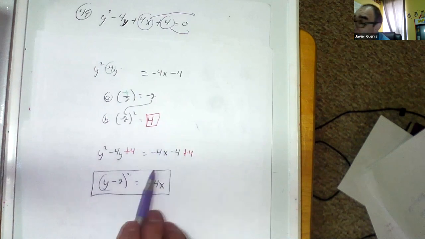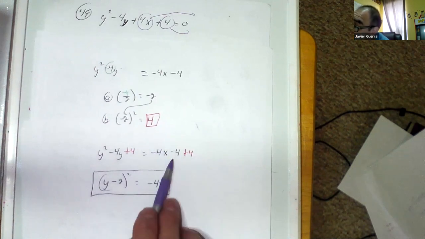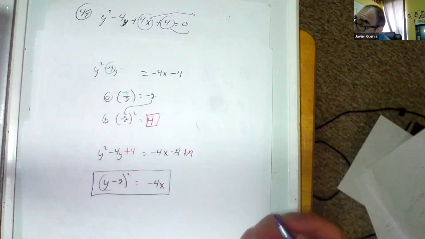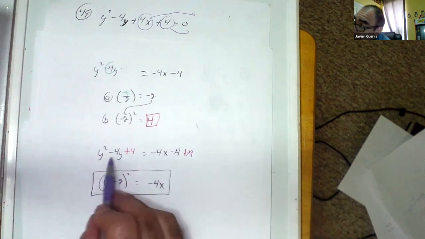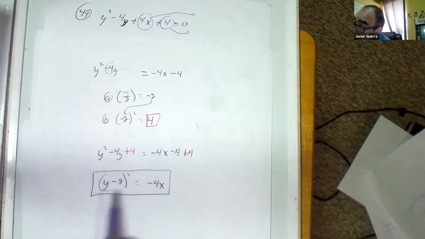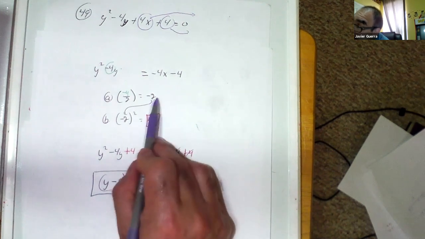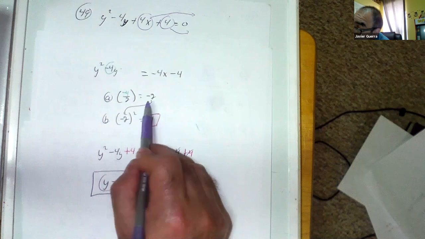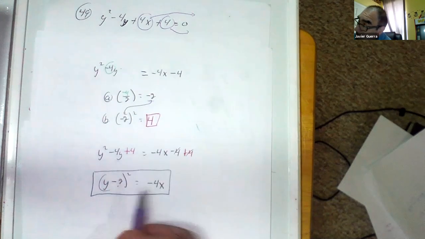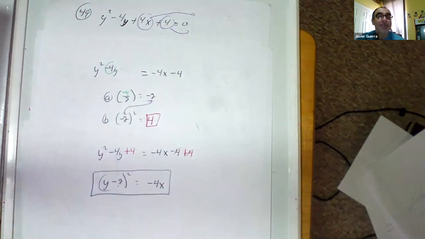These cancel out. Without the sound effects, of course. I factor it. You get y minus 2, just like the part A said, this number appears twice. And there it is. Voila.